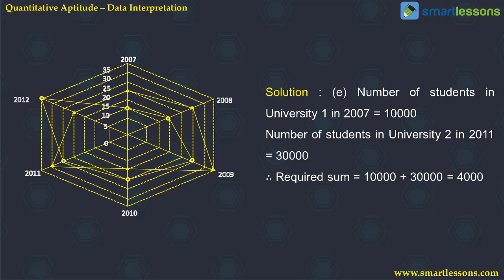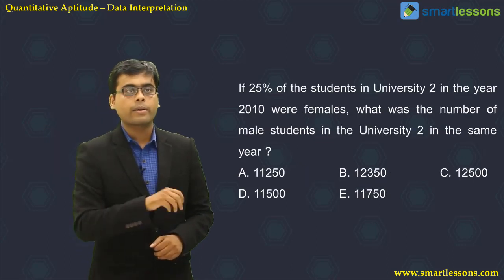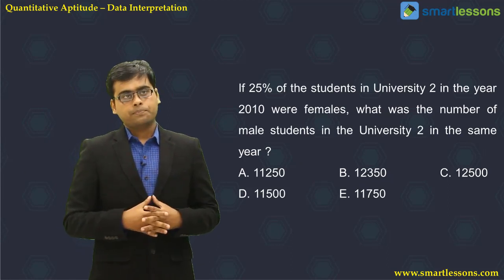Then the triangular mark which represents University 2 for the year 2011 is lying on the hexagon represented by the number 30. So it means the number of students in University 2 in 2011 is 30,000. So what is the required sum? 10,000 plus 30,000, that is 40,000. That means option E is the correct one. Next one.